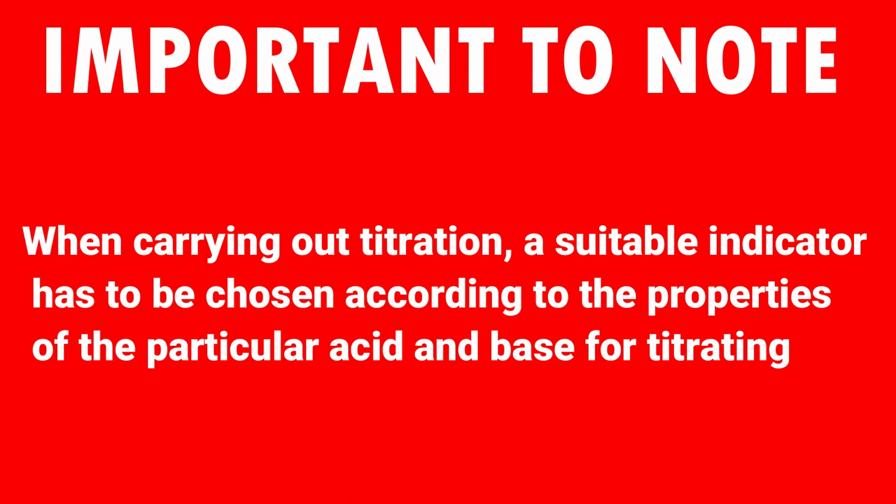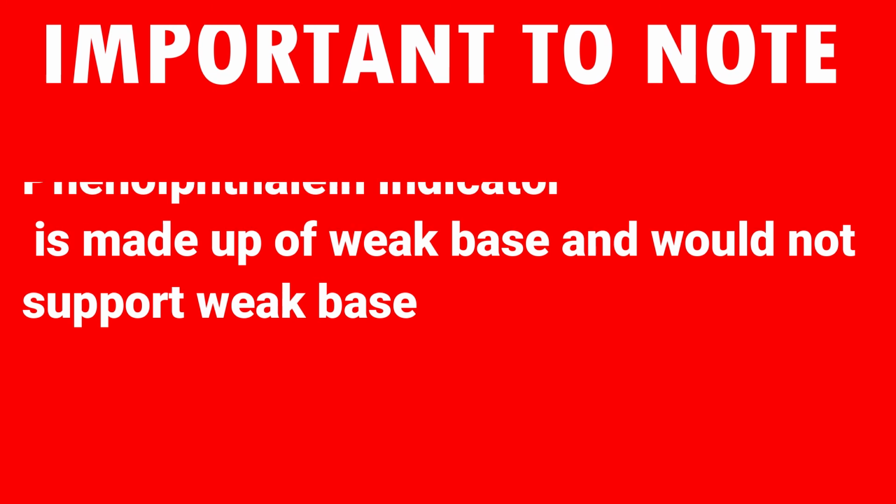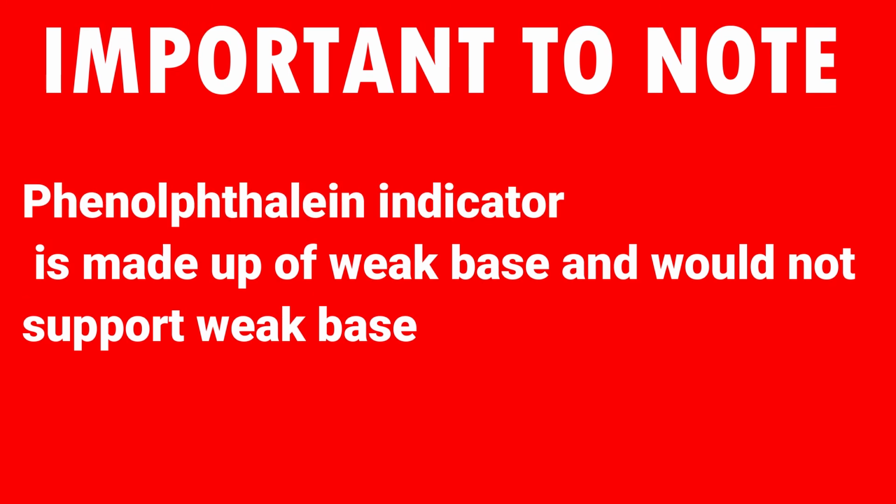When we carry out titration, a suitable indicator has to be chosen according to the properties of the particular acid and base being titrated. Note that phenolphthalein indicator is made up of a weak acid and would not support a weak base. In that case, we are supposed to use methyl orange.